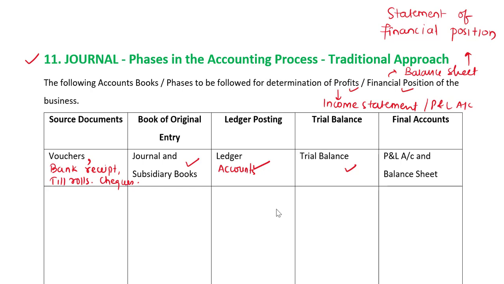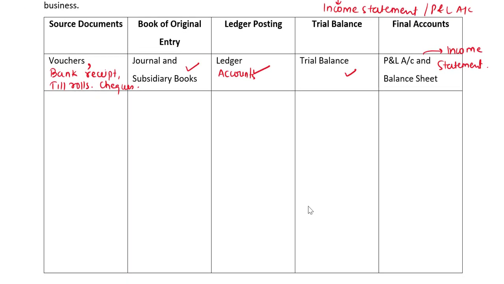Final accounts are the income statement and balance sheet. That is profit and loss account and balance sheet. It is also known as income statement. I believe all of you must have understood it over here. So if I talk about the first entry, that is journalizing, what you can write over here.